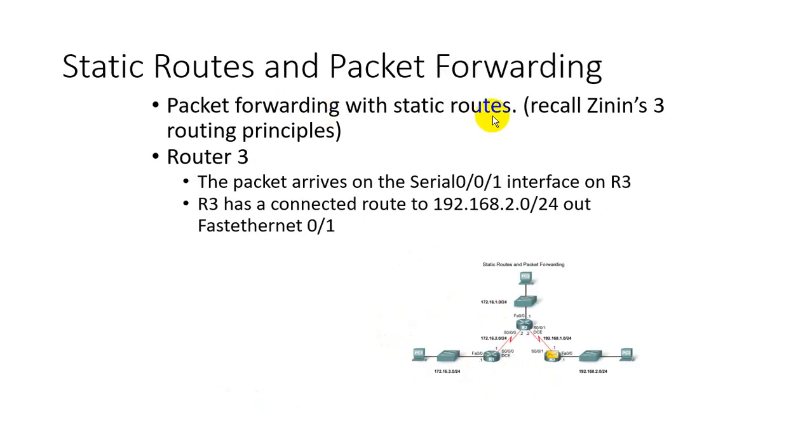Packet forwarding with static routes. Recall the three routing principles. The packet arrives on Serial interface 0/0/1 on R3, and R3 has a directly connected route to 192.168.2.0 out FastEthernet 0/1.